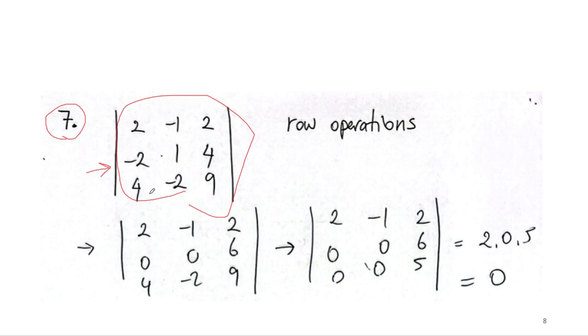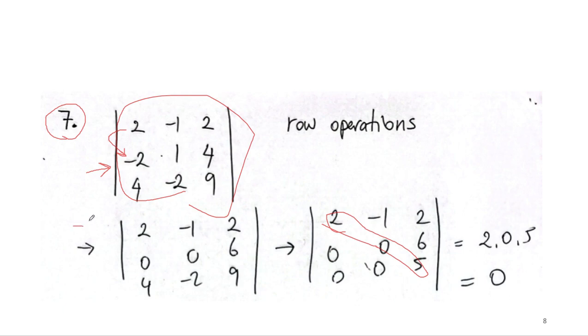Instead, we can do some row operations and reduce our matrix into a triangular form. And if it is in that form, the determinant will simply be the product of the diagonal elements, which can be easily calculated. In this example, we have 2, minus 1, and 2. So you can add the first row to the second one. This becomes 0, 0, and 6.